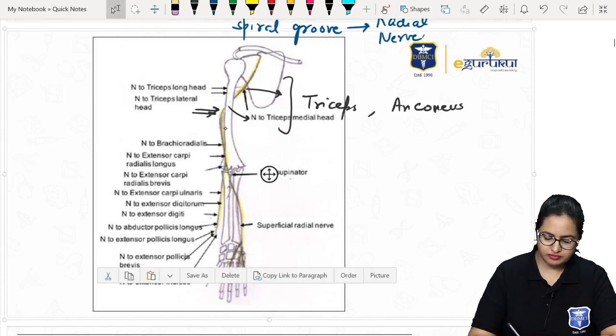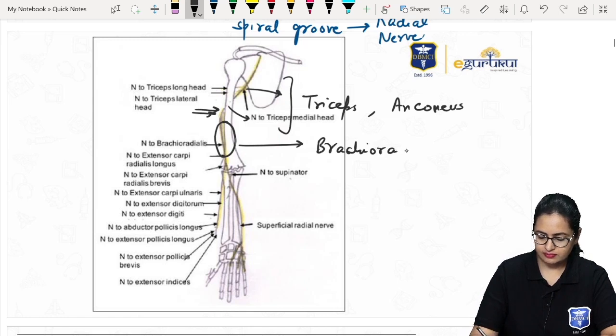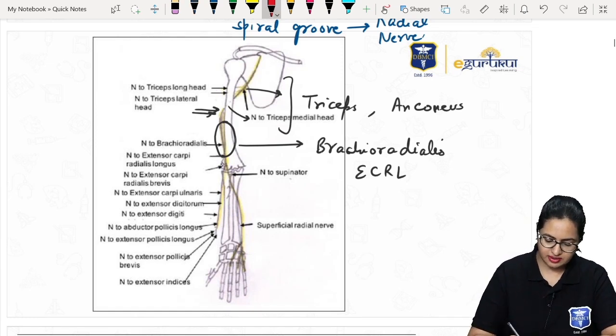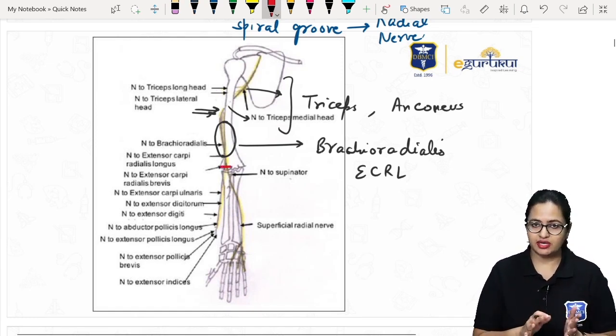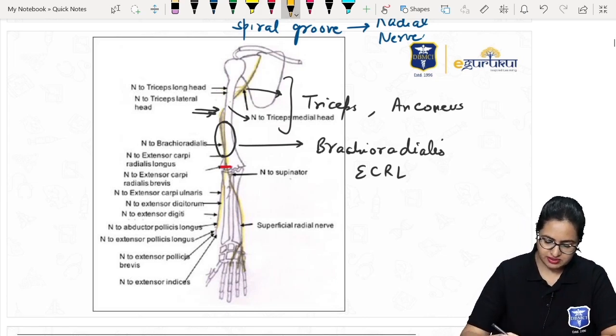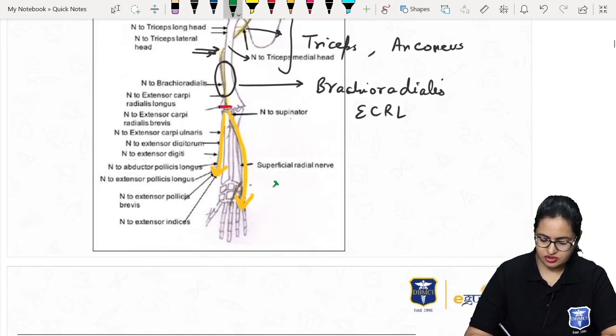Then below the spiral groove, at this location, it is giving branches to brachioradialis, as well as to extensor carpi radialis longus. Then just near this point, this is the level of the lateral epicondyle. At this point it divides into two branches, one is the superficial branch and a deep branch of the radial nerve. So we can very well see a branch going over here, another branch going over here. So this branch is superficial radial nerve.